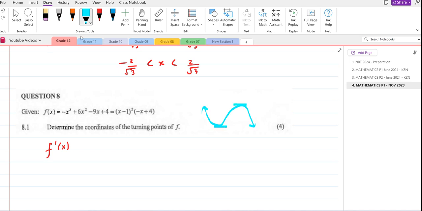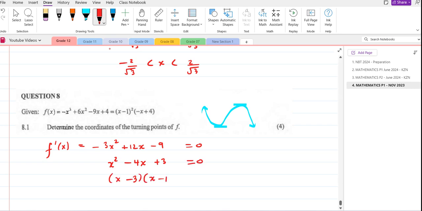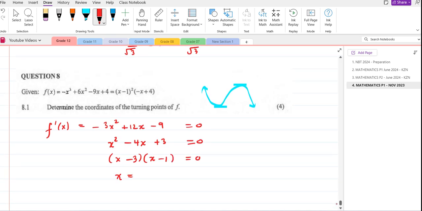Right, so f prime x is equal to negative 3x squared plus 12x minus 9, set it equal to 0. Then divide everything by negative 3. So I'm getting x squared minus 4x plus 3 is equal to 0. So you get x minus 3, x minus 1 is equal to 0. And then x is equal to 3 or x is equal to 1.